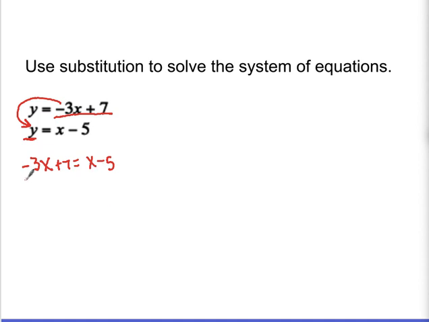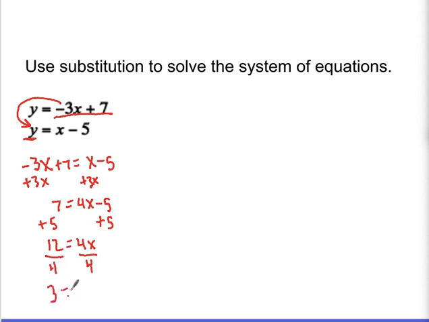Now I just solve for x. You guys know how to solve for x. So add 3x. We would get 7 equals 4x minus 5. Then add 5. So 12 equals 4x. Divide by 4. 12 divided by 4 is 3. Oops, 3 does equal 3, but I wanted 3 to equal x. So now 3 equals x.